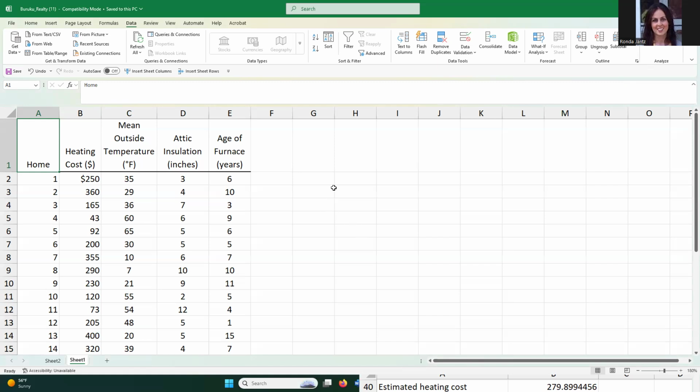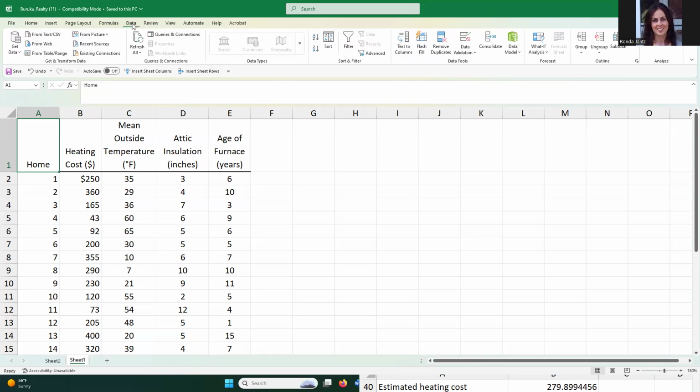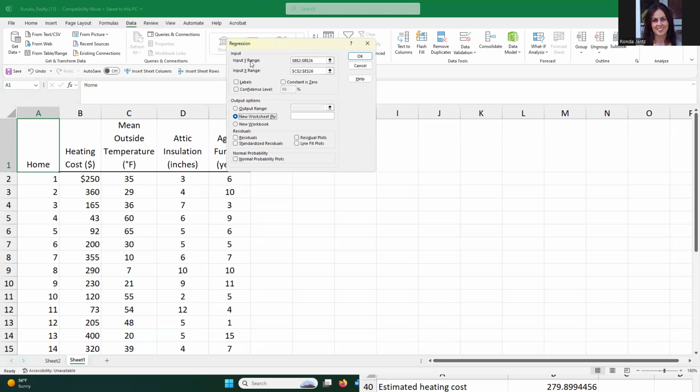So we're going to start running the regression. We're going to assume you have that already, but we are on the data screen. That's where data analysis is going to show up. If you are over here in formulas, you will not see data analysis. So make sure you click to data, click data analysis, then select regression and select OK.